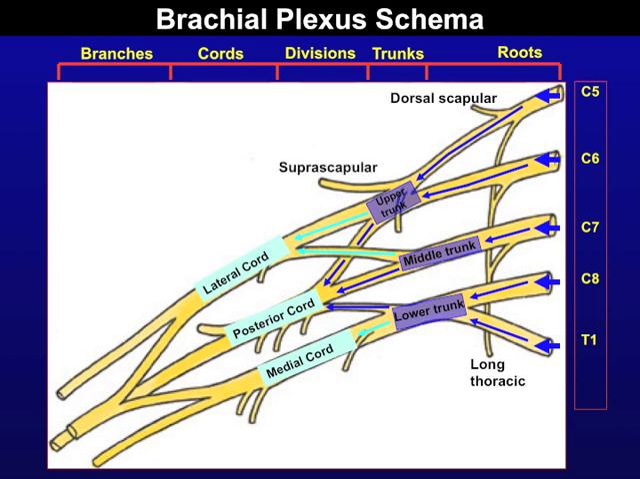From the upper trunk, the suprascapular nerve emerges and travels to the supraspinatus and infraspinatus muscles of the scapula. A small nerve, the nerve to the subclavius, also emerges from the upper trunk. From the lateral cord, we see the exit of the lateral pectoral nerve.